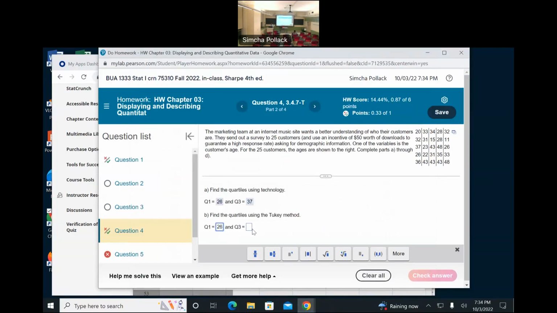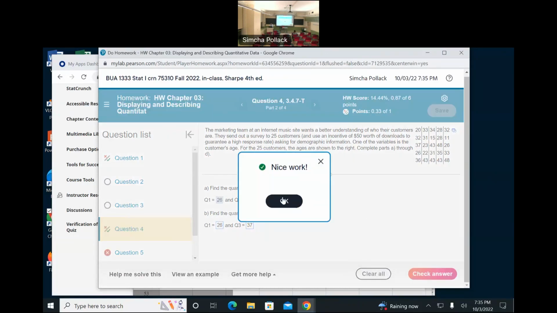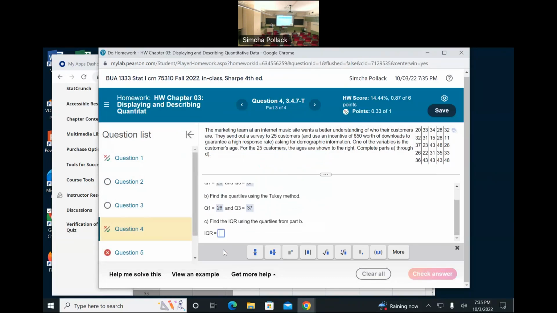Where do you check the answer? Oh, check it. There it is. Hey, we got it right. Any more? Find the IQR. The IQR is by definition the third quartile minus the first quartile, the interquartile range, and that's going to be 11. That's easy.